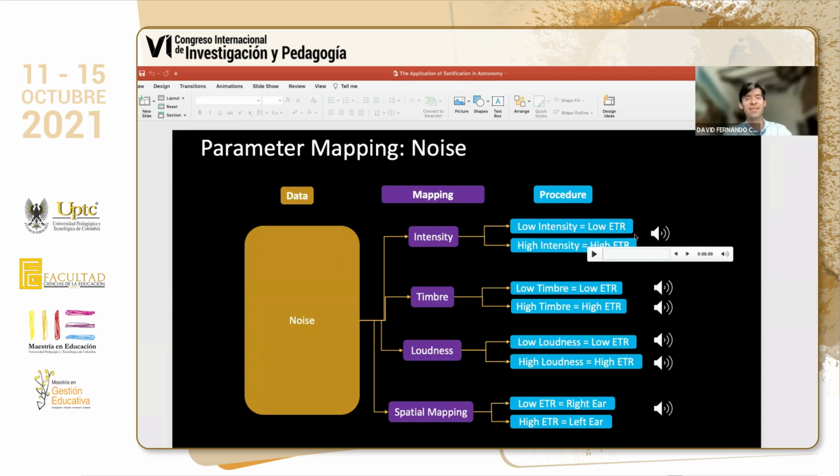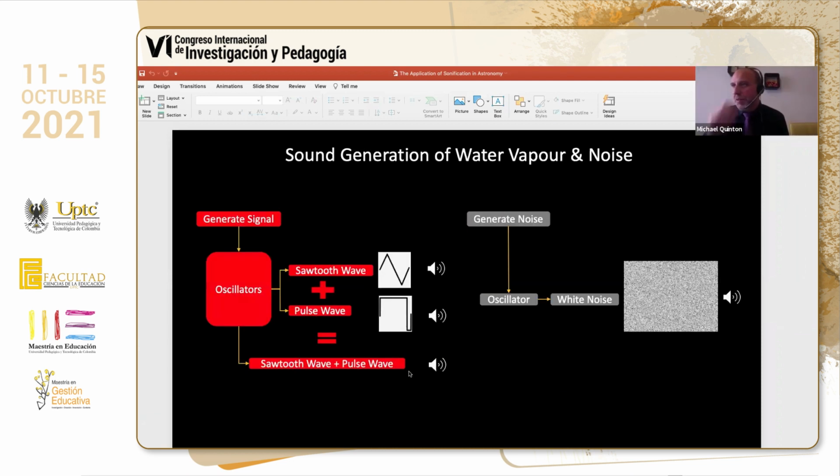Okay. I don't think we need to play the examples here. This is just showing, again, the differences in timbre and so on and so forth. So I can move on now.